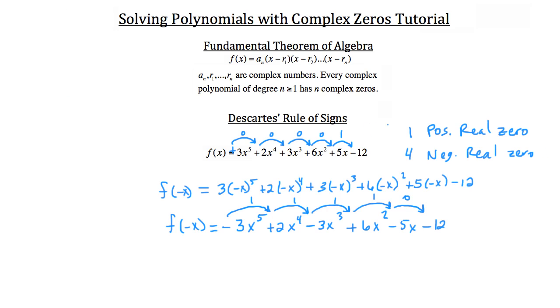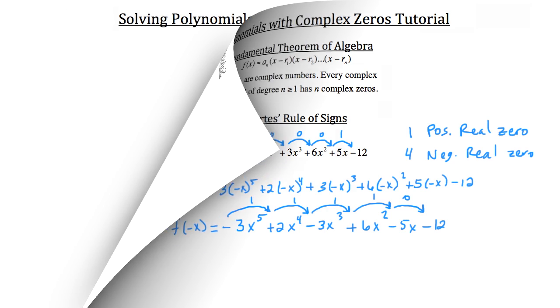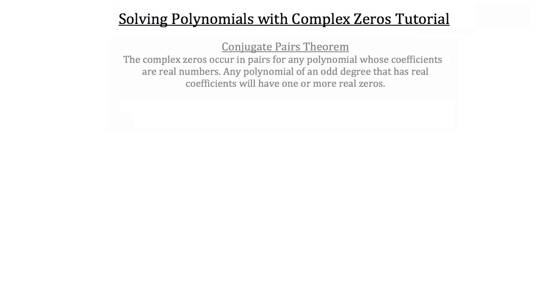You'll also notice that if you total up our roots, you're going to get 5 total roots, and that obeys the fundamental theorem of algebra. Because we're dealing with a polynomial to a 5th degree, we're going to have a total of 5 roots, 5 zeros, no matter what. Now there's one more thing I want to discuss with you before we start working on example problems. And that's the conjugate pairs theorem.